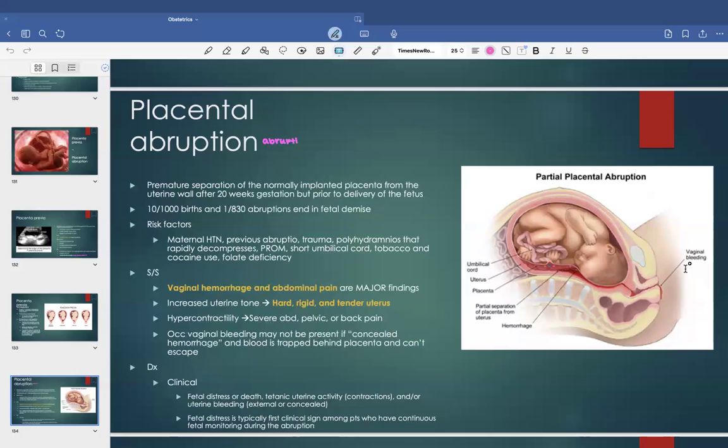Placental abruptions will present with the clinical triad of fetal distress or death, tetanic uterine activity or contractions, and or uterine bleeding, external or concealed. That little clinical note there at the bottom, those three, usually how it presents, but patients may not have all three. Fetal distress is typically the first clinical sign among patients who have continuous fetal monitoring during the abruption.